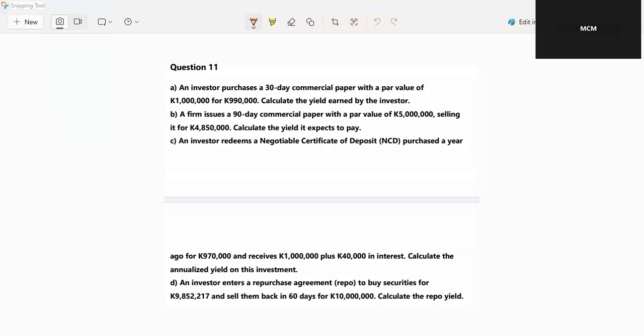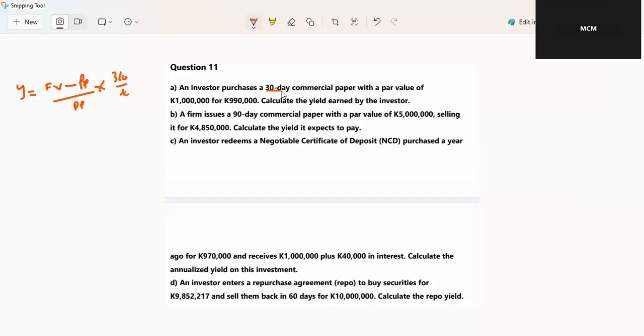The commercial paper. So the yield is equal to the face value or par value minus purchase price, over purchase price, times 360 over time. Okay. Face value minus purchase price over purchase price times 360 divided by time. This is how we get the yield for the commercial paper.